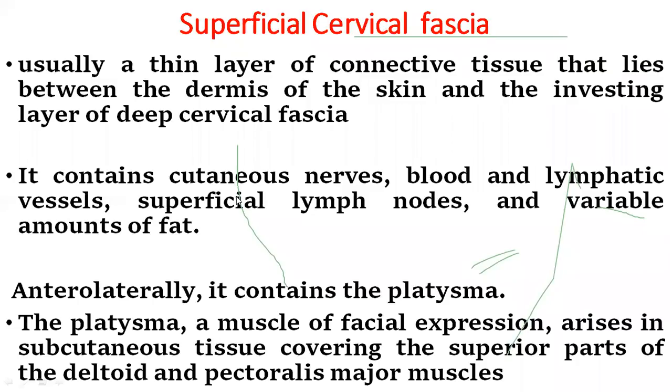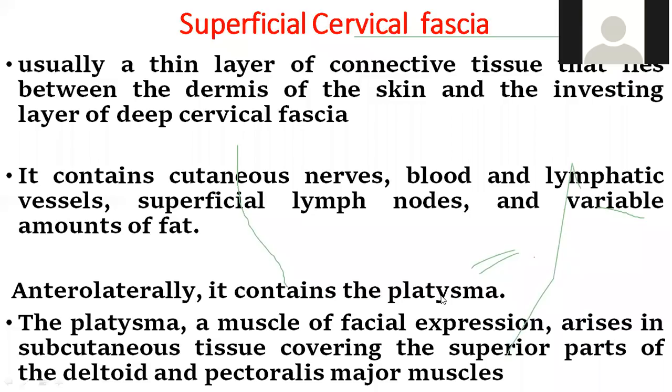Now, let us discuss the deep cervical fascia. The deep cervical fascia has 3 layers. The first layer is the investing layer, then we have the pretracheal layer, and the prevertebral layer. What the 3 layers do is that they support the visceral organs, that is, the muscles, the vessels, and deep lymph nodes.